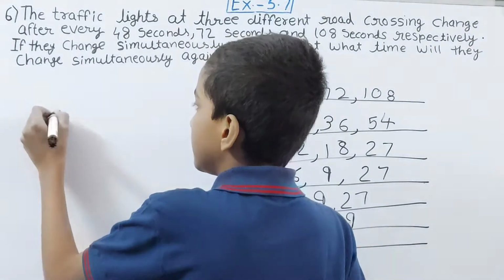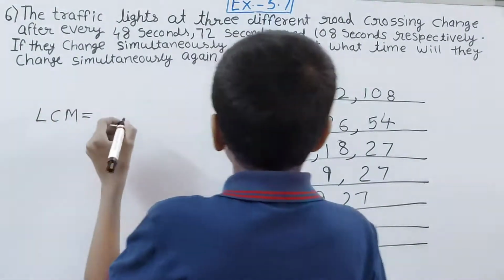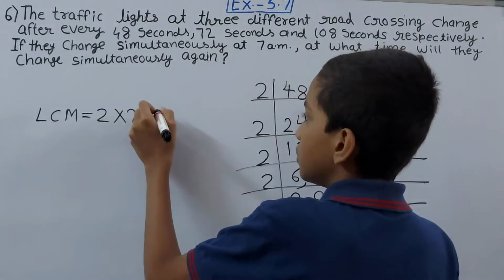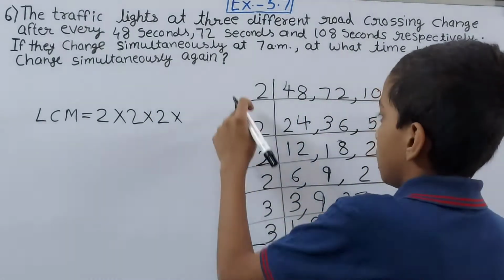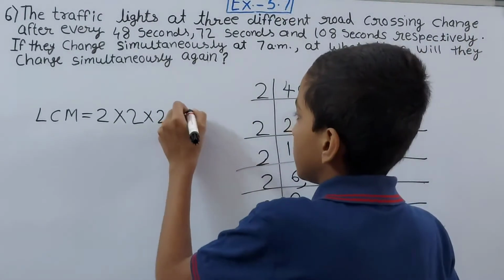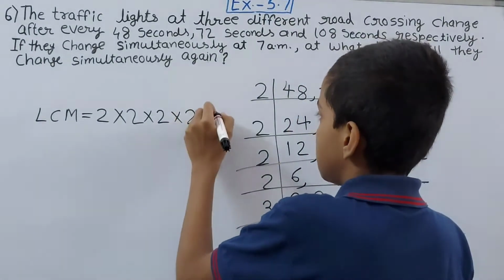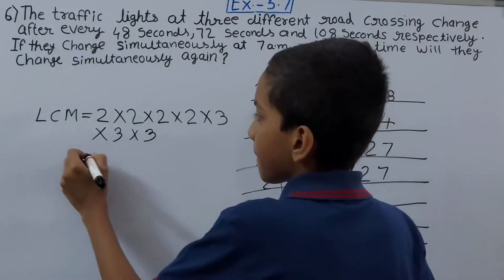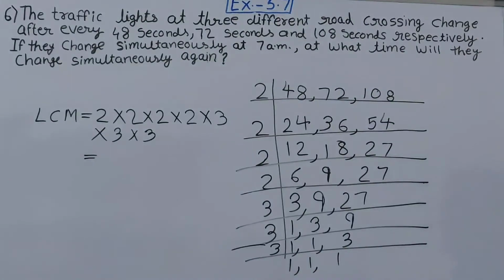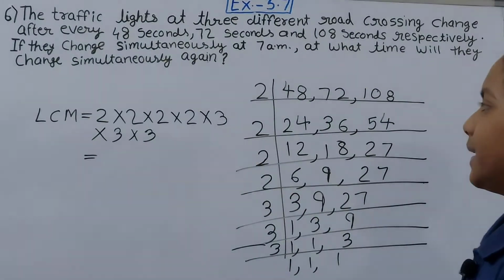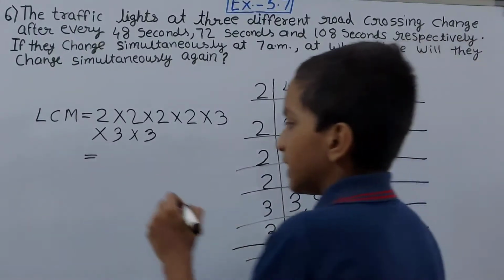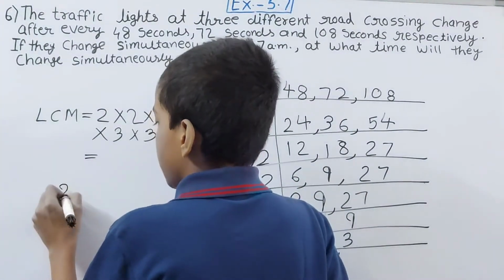So the LCM is equal to 2 into 2 into 2 into 2, that is 4 times 2, and now there is 3 times 3 times 3. Okay. So let's see. 2 into 2 is 4, 4 into 2 is 8 and 8 into 2 is 16. 3 into 3 is 9 and 9 into 3 is 27. So let's multiply this 16 by 27.